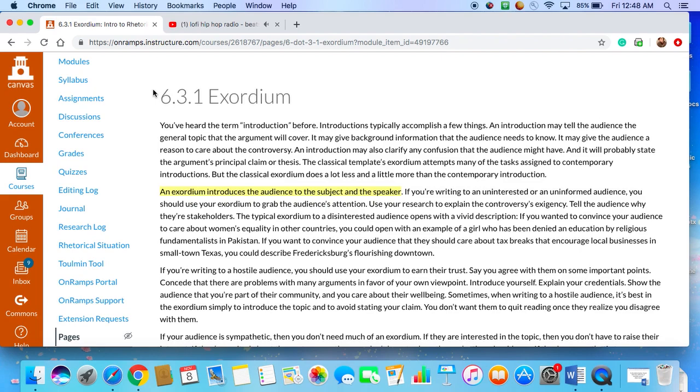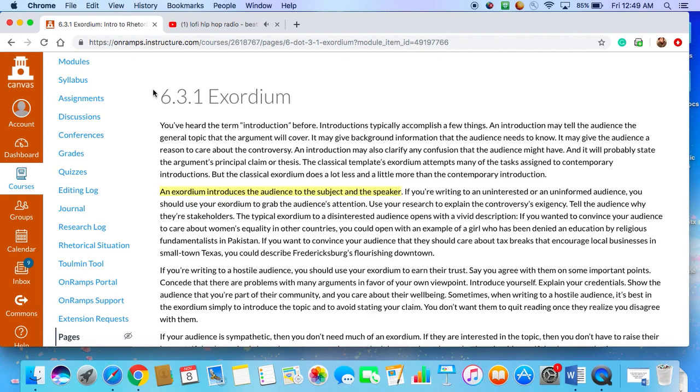It's basically a hook that introduces your audience to the general topic without giving too much background information. It's okay to give a little bit, but what you really want to do in your exordium is give your audience a reason to care. You want to create that emotional appeal or that pathos.